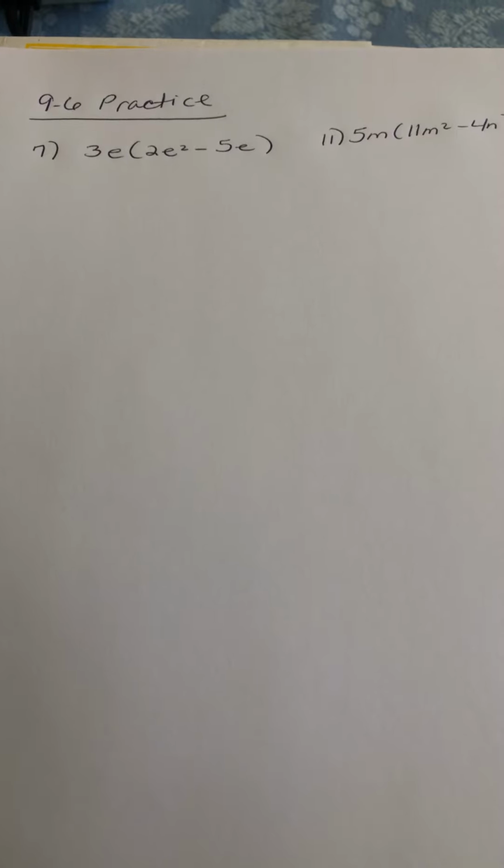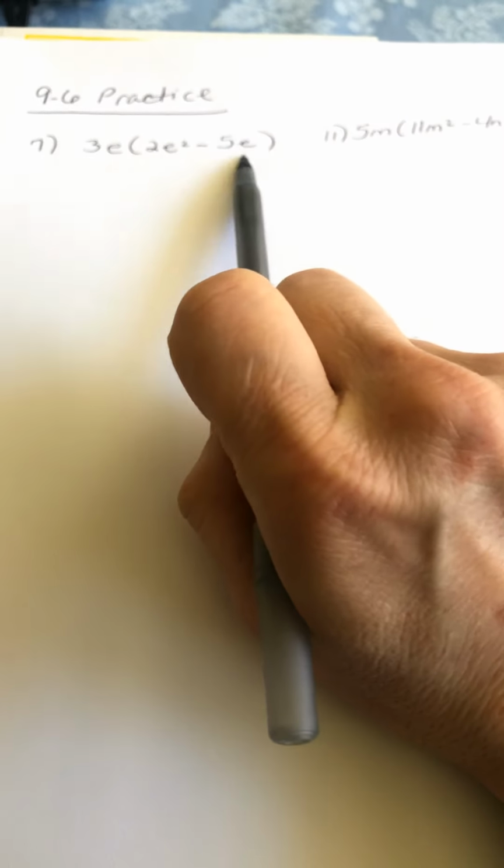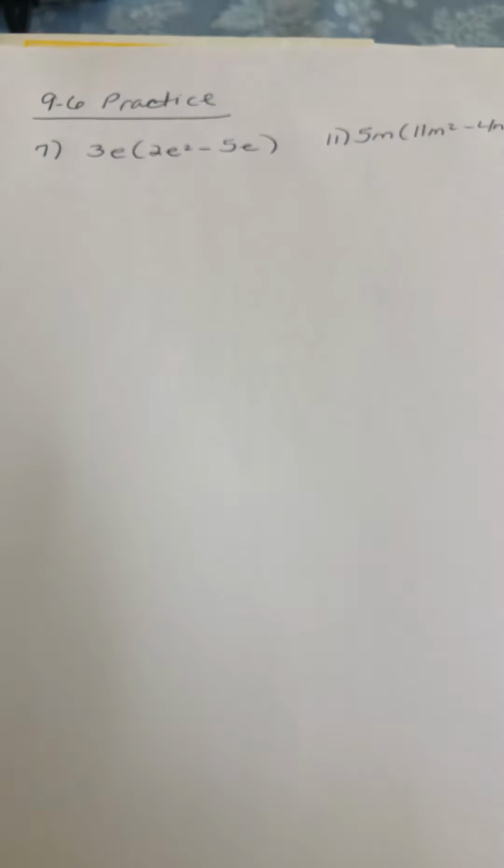Hello everyone. So today we're going to practice multiplying a polynomial by a monomial. A monomial, if you remember, is a polynomial that is just one term. So the 3e here would be considered a monomial. So we're going to be multiplying this polynomial by that monomial. We're going to be using the distributive property.